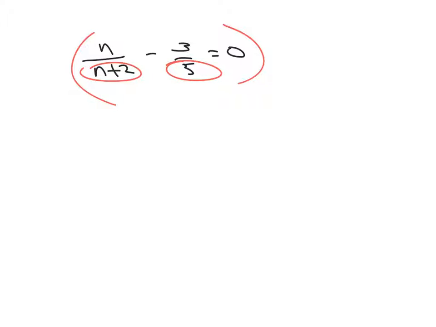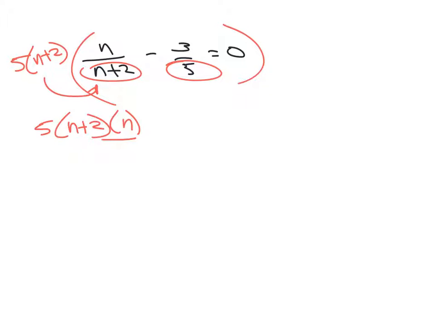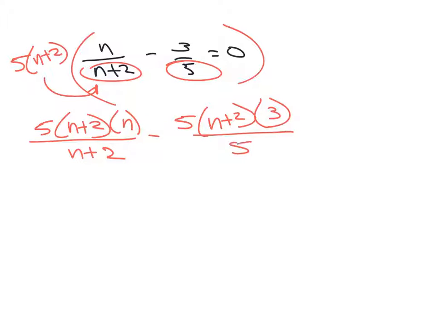Alright, let's do 103.3. We have n over n plus 2, minus 3/5, and we have equal to 0. Alright, so what we're going to do is we're going to multiply the entire thing by what we have in our denominator. You just put them together like that. Alright, so let's go ahead and distribute that. We're not going to actually do the math, we're just going to stick them together. And when you multiply this times 0, obviously you get 0.